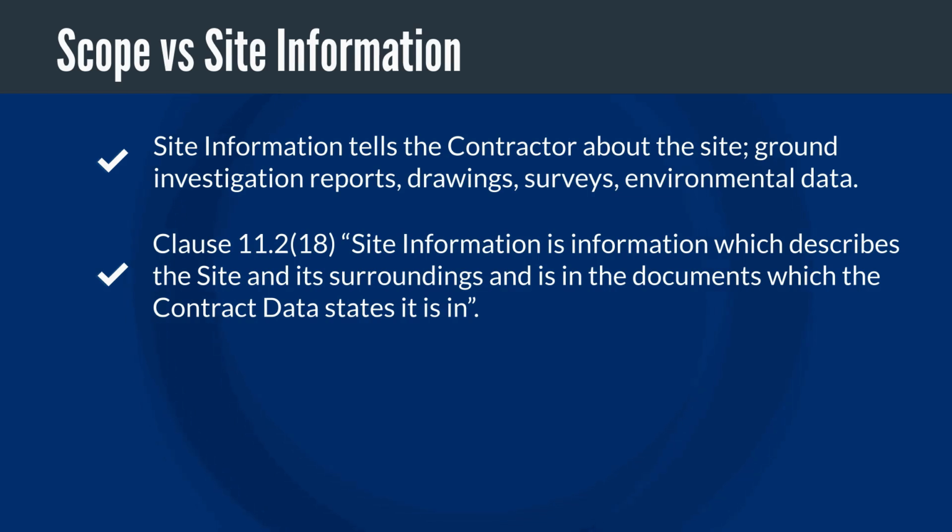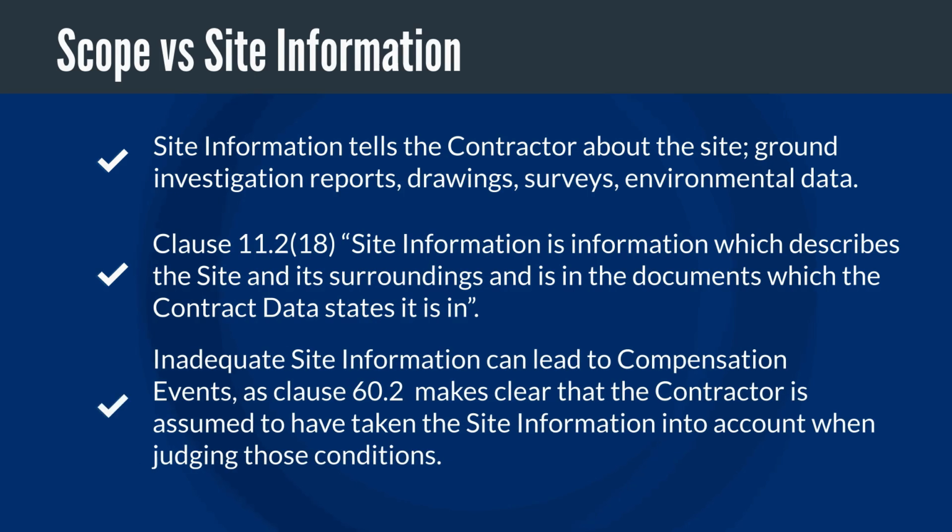If the contractor encounters physical conditions which an experienced contractor would have judged at the contract date to have such a small chance of occurring that it would have been unreasonable to allow for them, that can be a compensation event under clause 60.1(12). Clause 60.2 makes it clear that the contractor is assumed to have taken the site information into account when judging those conditions. Both scope and site information matter, however they serve different contractual purposes.